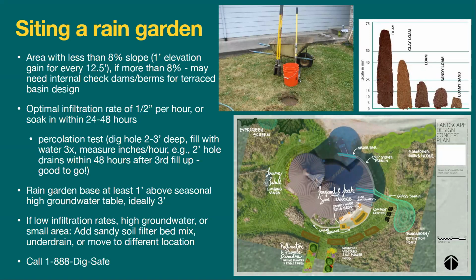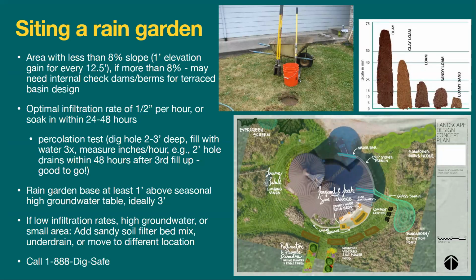And then on the third fill up, you just want to measure how long it takes to fully drain out. And if it drains within 48 hours, you're good to go. You have a good infiltration rate. So it's like a 2-foot hole. So 24 inches drains within 48 hours. You have a half inch per hour infiltration rate.